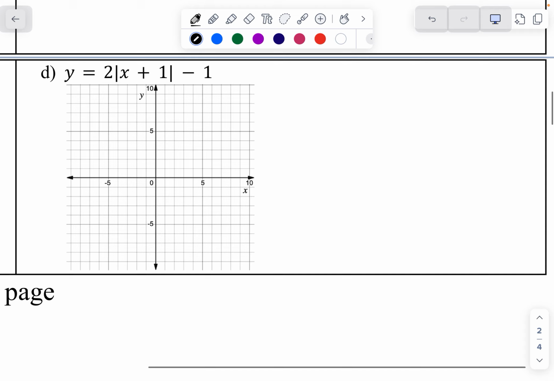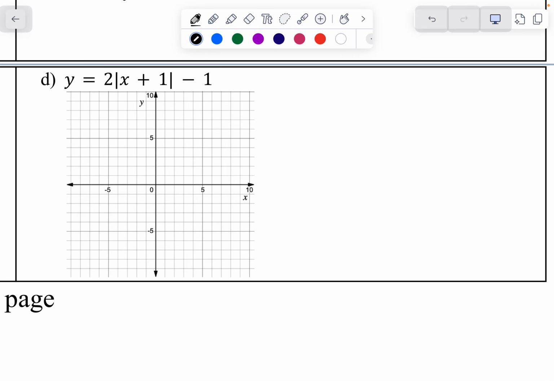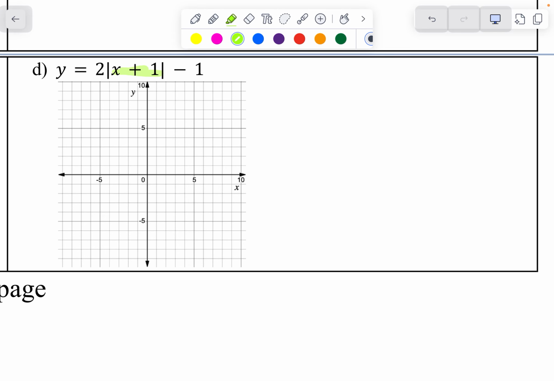Okay, let's do D. So remember, we're going to set the inside and only the inside equal to 0 to find our vertex. Our vertex is going to be when x is negative 1. So usually that's a very nice equation to solve. You just got to get that x by itself. So we know our vertex happens at negative 1. 1 below that is negative 2. 1 above that is 0. So those would be the 3 values I would say are good to plug into your function.